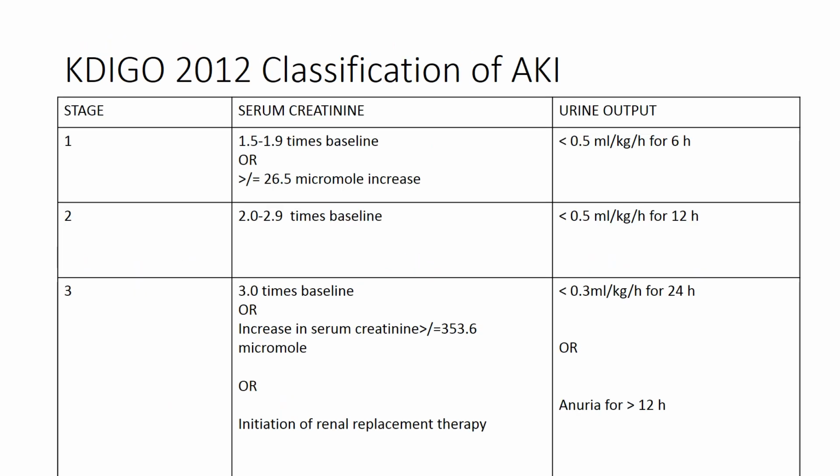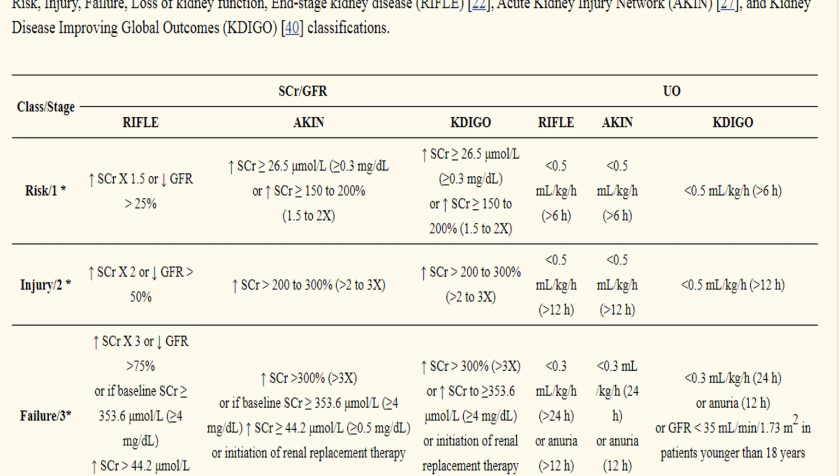The KDIGO 2012 goes on to further classify acute kidney injury into 3 stages, 1 up to 3, and on your right, you can see the criteria that is being used to classify acute kidney injury into all of those different classes. And then this table, which you can look at in your own time, just shows a comparison of the various criteria, the RIFLE, the AKIN, and the KDIGO criteria based on serum creatinine or GFR, or using the urinary output criteria.